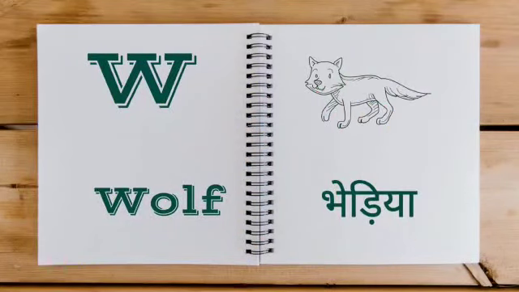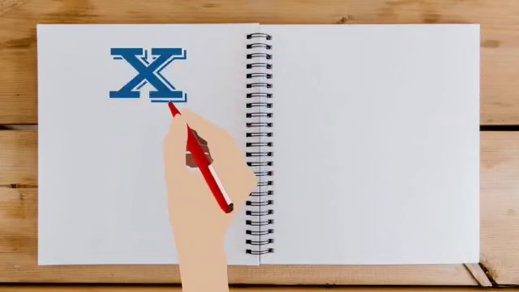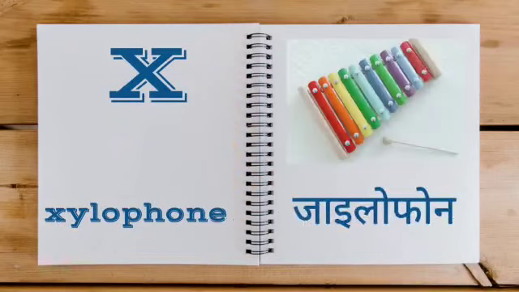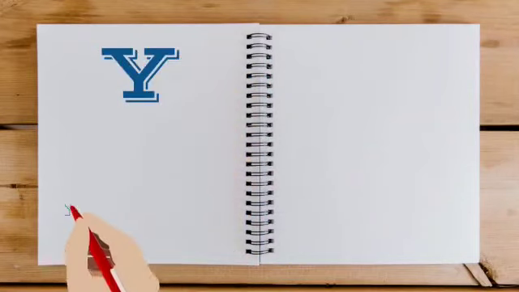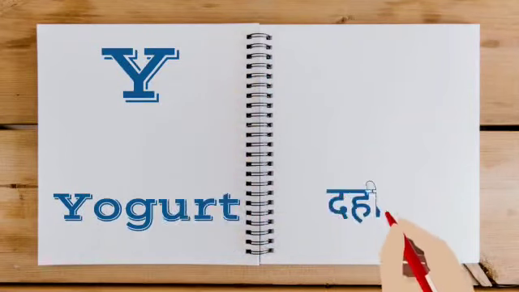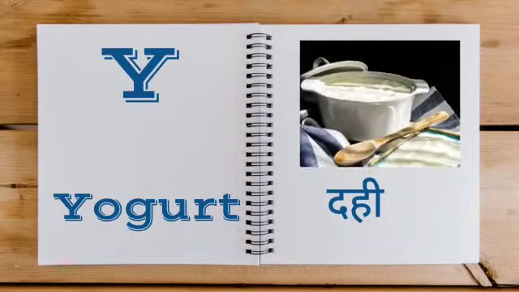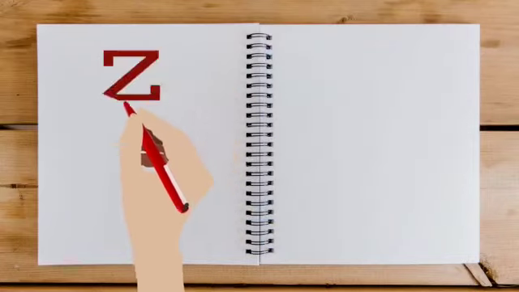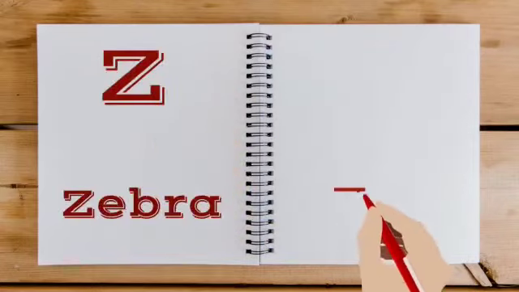X for xylophone. Xylophone means xylophone. Y for yogurt. Yogurt means dahi. Z for zebra. Zebra means zebra.